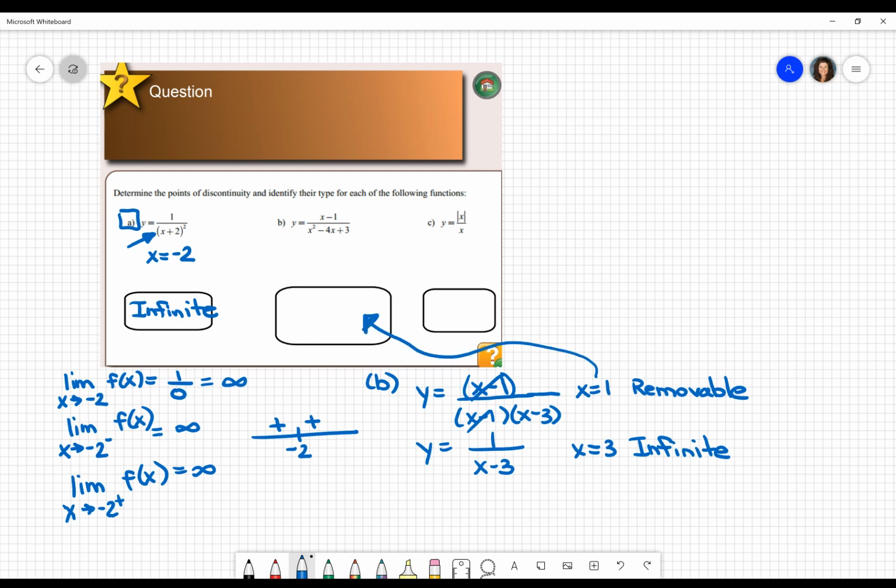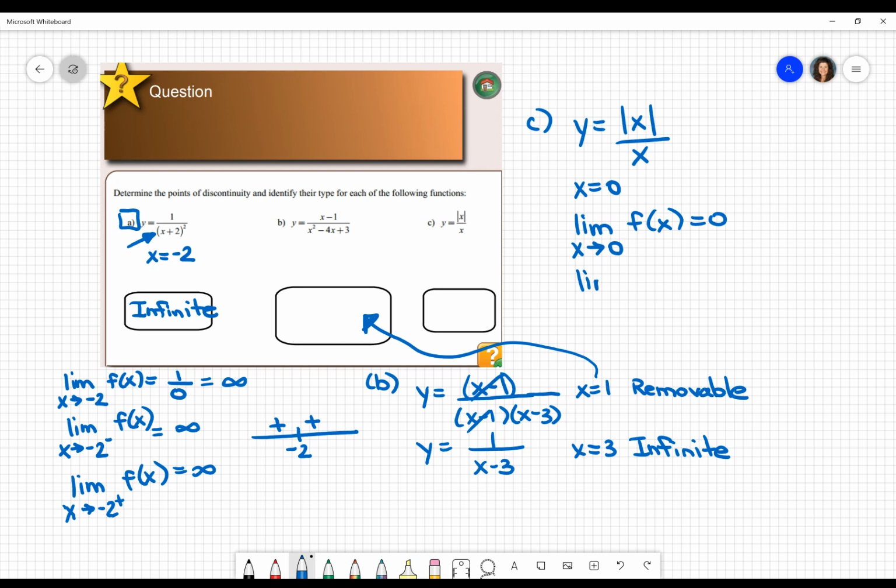And then last of all, question C, we have y equals the absolute value of x all over x. Well, again, we know that rational functions are not defined. They have discontinuity when the denominator equals 0, so when x equals 0. But we do know, though, if we were to substitute and look at the value as x approaches 0 of the numerator, we would get 0.